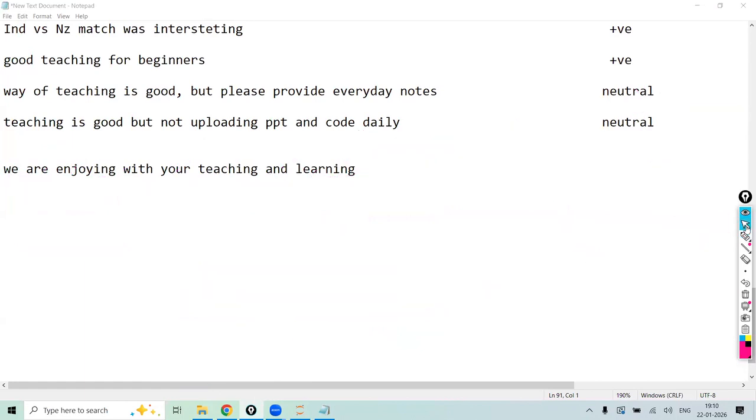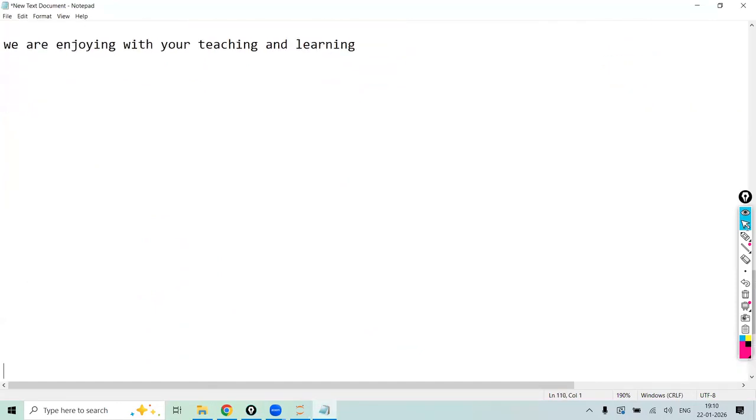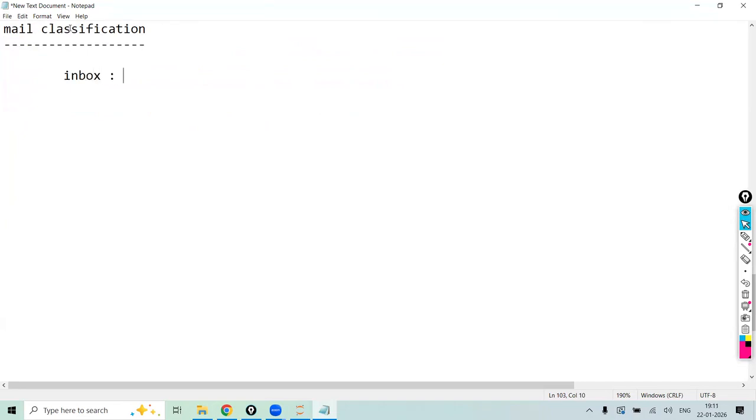As I told you in an earlier example, mail classification. In this mail classification, already in your inbox, let's take some 2000 mails are there. Whether you read them or not, 2000 mails are already available in the inbox. If a word is not repeated, then which category does it follow? That particular word will be ignored.